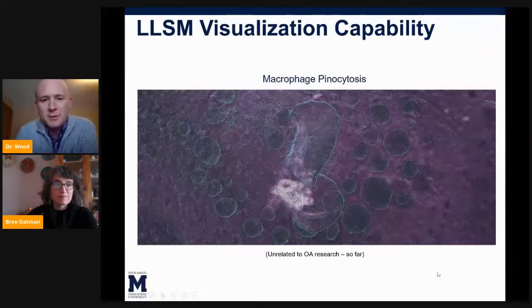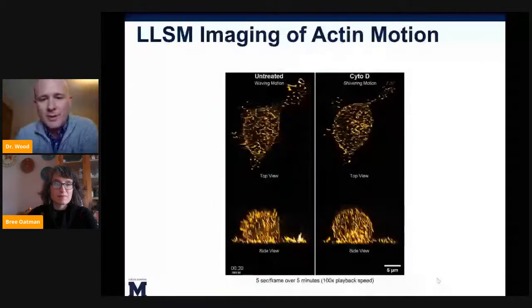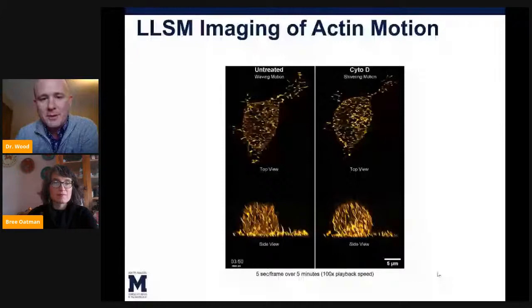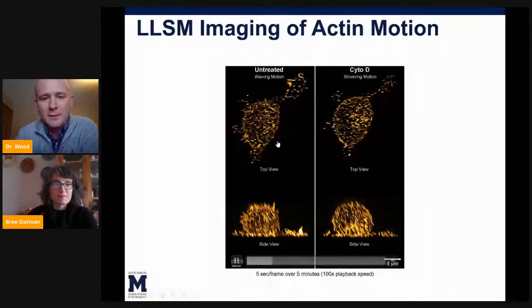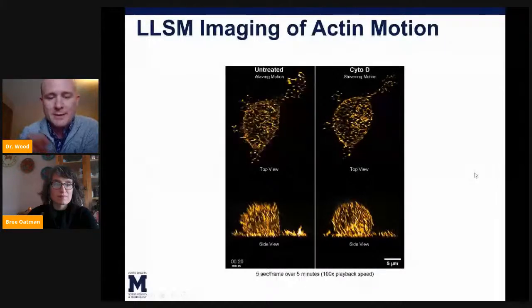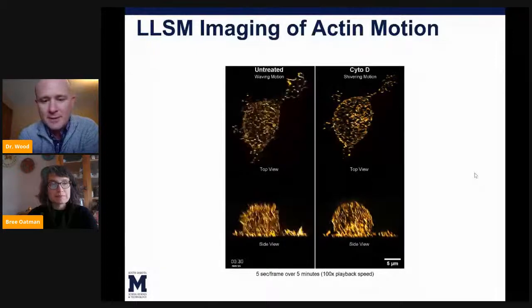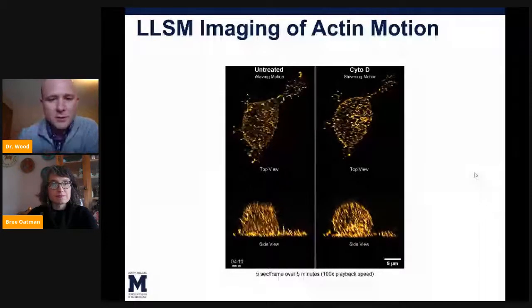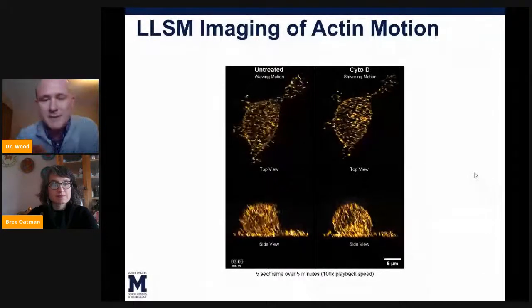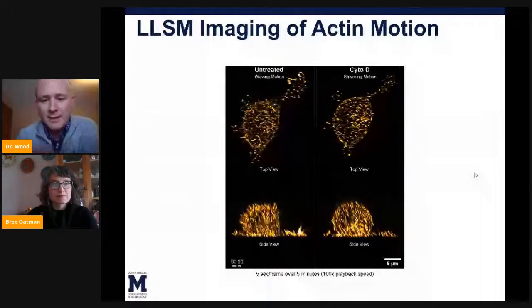Specific to my research, this is a series of images we took with that microscope, and you can see here, this is all one cell. On the top, we're looking at the cell from above. On the bottom, we're looking at the cell from the side. The images on the bottom, the side view, this is really the only type of microscope in the world that can generate an image of that quality looking at it from the side.